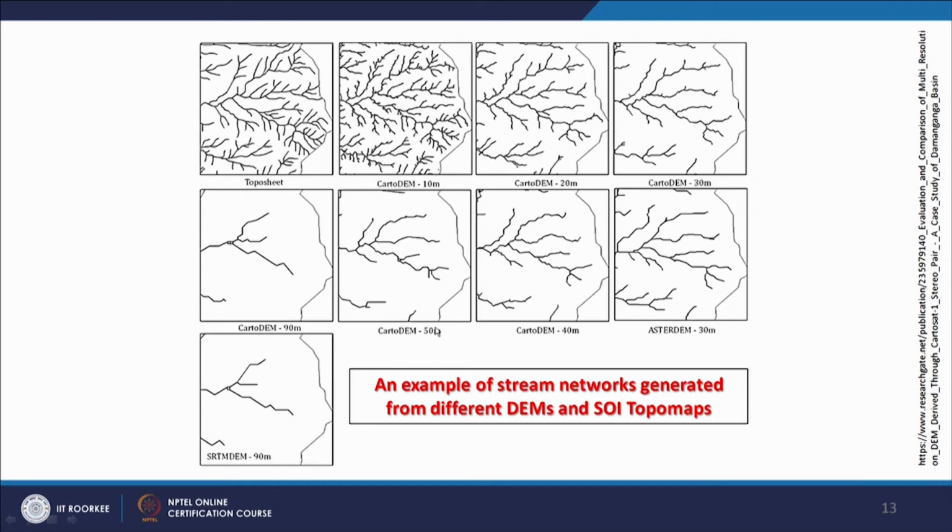90 meter, again this example is 50 meter, 40 meter, 30 meter. So at different, and this is again a 90 meter, but this is SRTM. So this is ASTER DEM at 30 meter.